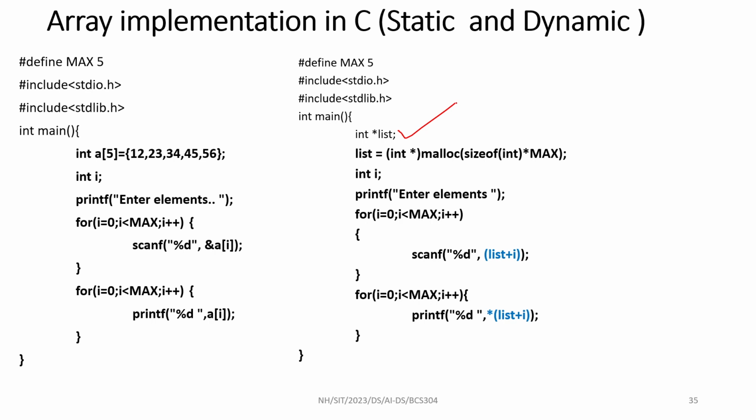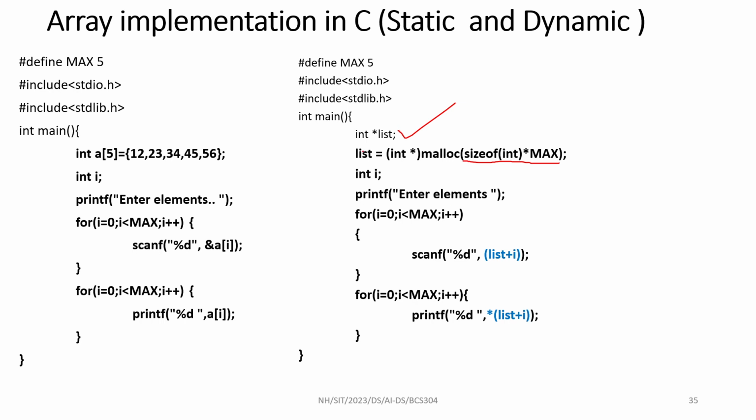My array name, now my pointer name is list, which holds the starting address of the integer data item. So int star list. How much memory location is required? That is the size of integer times the number of elements, that is max. Use the malloc function or calloc function to allocate the memory. Then, as usual, read the data and print it.